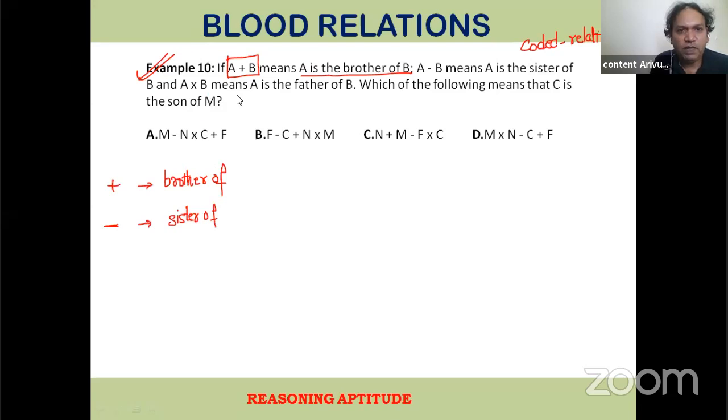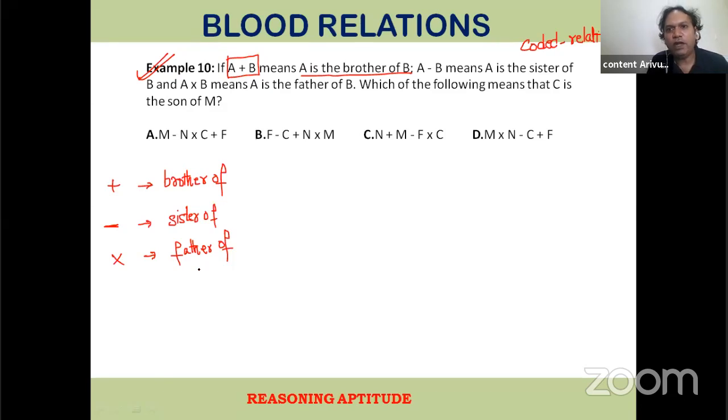A cross B means father of. So while solving these questions, what you should do is first identify the symbols. Three symbols are there. One is plus, which means brother, minus, which means sister of, and cross means father of.